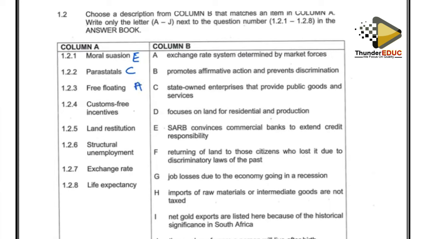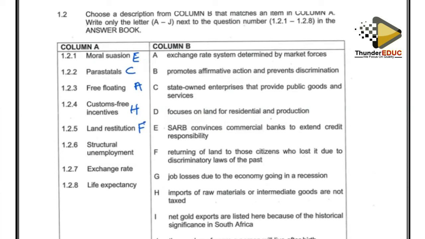Then we have customs-free incentives. These refer to imports of raw materials or intermediate goods that are not taxed at all, which is H. Then we have land redistribution. Land redistribution is the returning of land to those citizens who lost it due to discriminatory laws of the past.